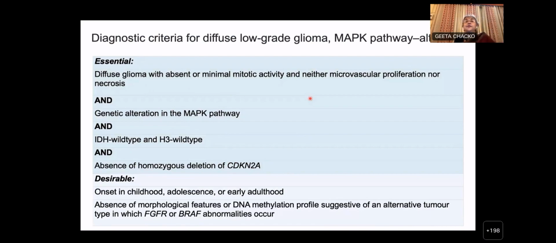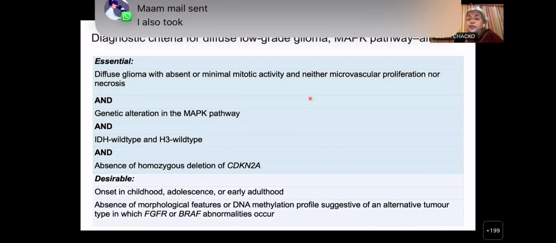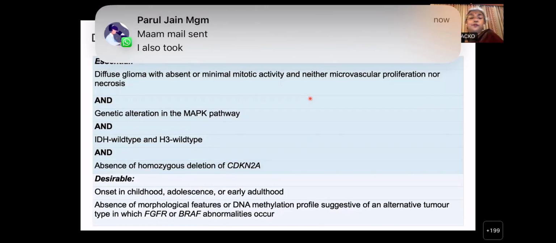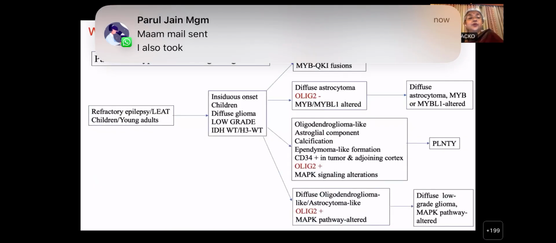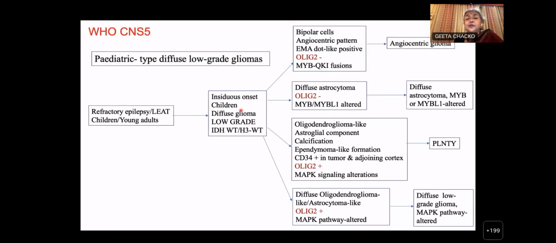If I have a low-grade tumor like this, if I'm not doing any of this, I would just say pediatric type diffuse low-grade glioma, NOS, and leave it at that, and refer it to a larger center if it is required to do, or if the patient can afford to have these other testing done. So if you look at pediatric type diffuse gliomas, the singular feature is that there's a long-standing history of epilepsy, children and young adults, usually an insidious onset.